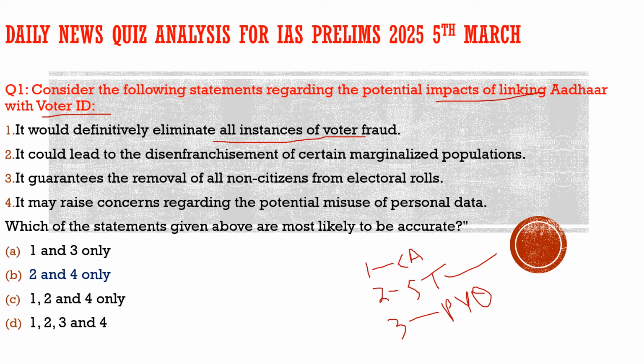Linking Aadhaar with the voter ID is not the solution. So the first statement is incorrect with respect to all instances of voter fraud. Even though it can help in a few, it is not for all. Second statement, it could lead to the disenfranchisement of certain marginalized population.